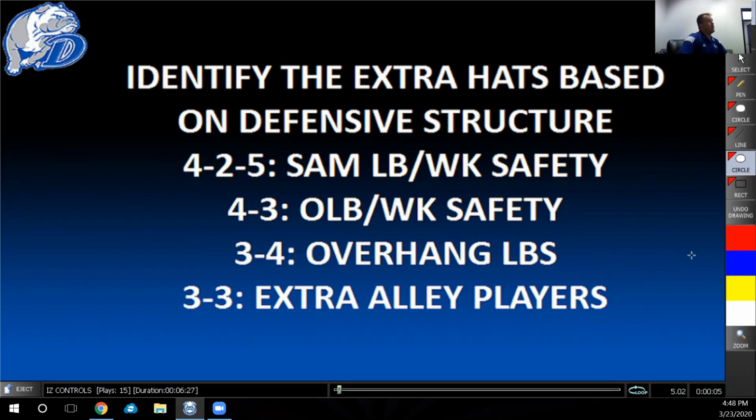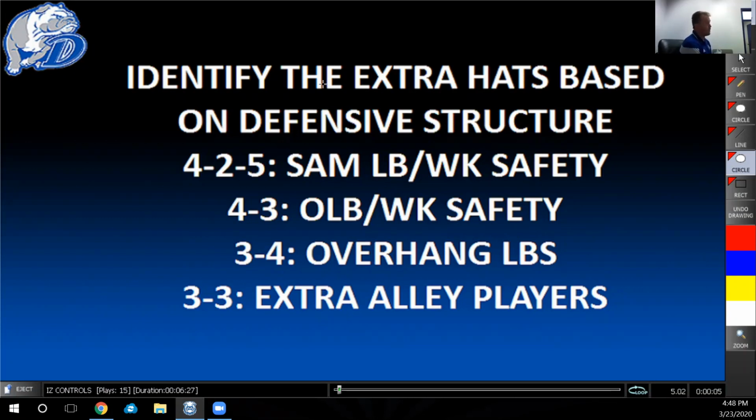So you're going to get, based on these structures, here's who we see most of the time being the extra run fit. Sam linebacker in a 4-2-5 defense, so it's really like your rolled down nickel or star, however you guys might identify that, and then the weak safety to the other side of the formation.